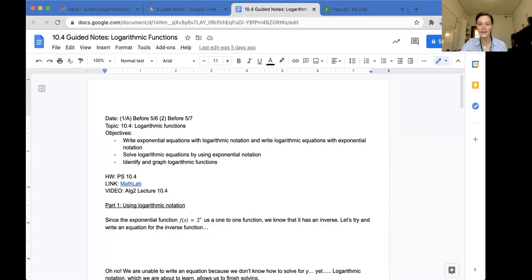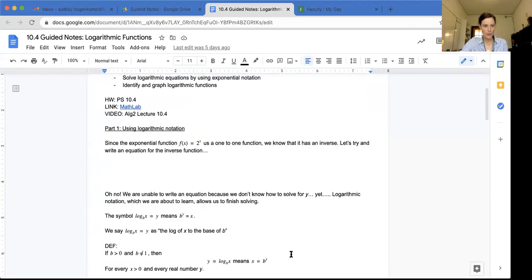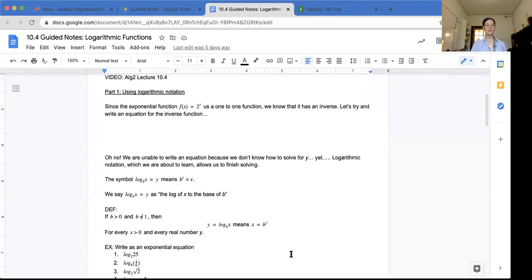Okay, so we are finally getting into logarithms. So 10.4, we are talking about logs. All right, so part one is using logarithmic notation.